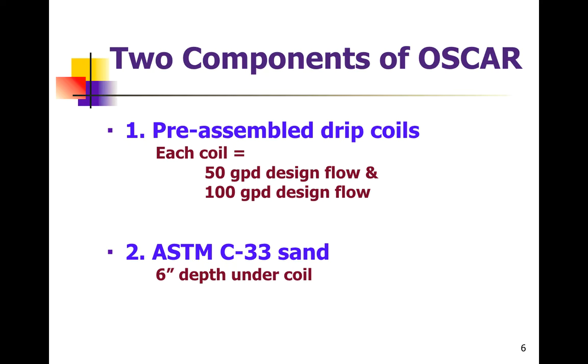The Oscar has two main components. A coil, of which we have two versions, a 50-gallon a day coil as well as a 100-gallon a day coil, and then C33 sand. Again, a minimum layer of 6 inches under the coils, and we also cover it with at least another 6 inches on top.